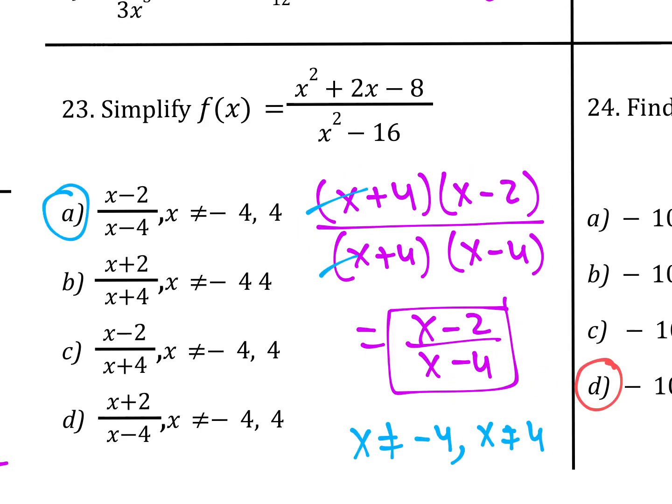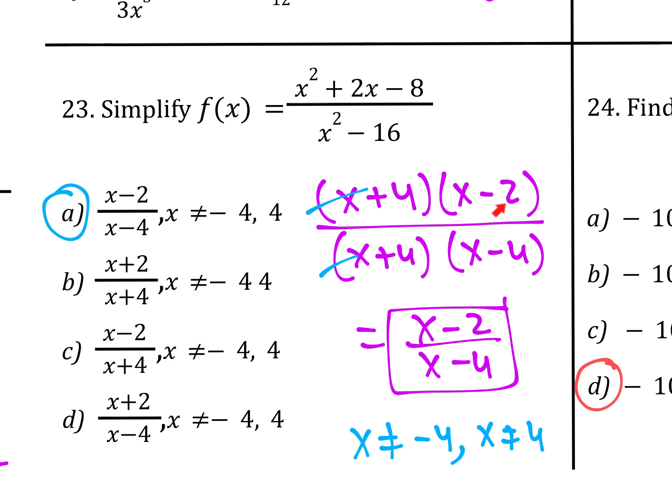Next question, you factor this top expression as x plus 4 times x minus 2. The factors should be chosen so that the two last numbers multiply to negative 8 and add to 2.